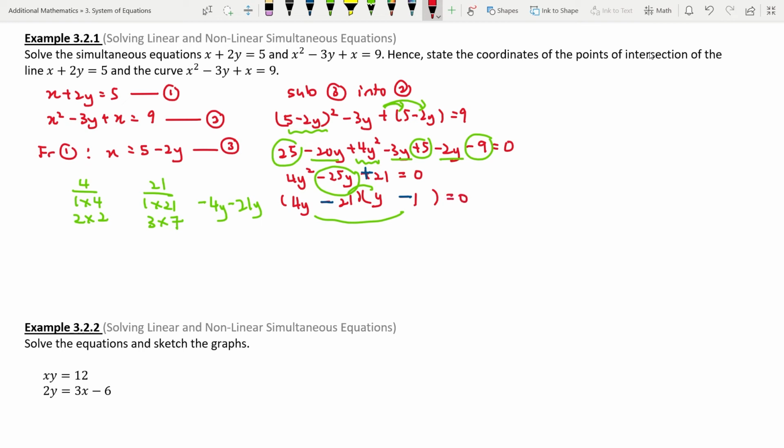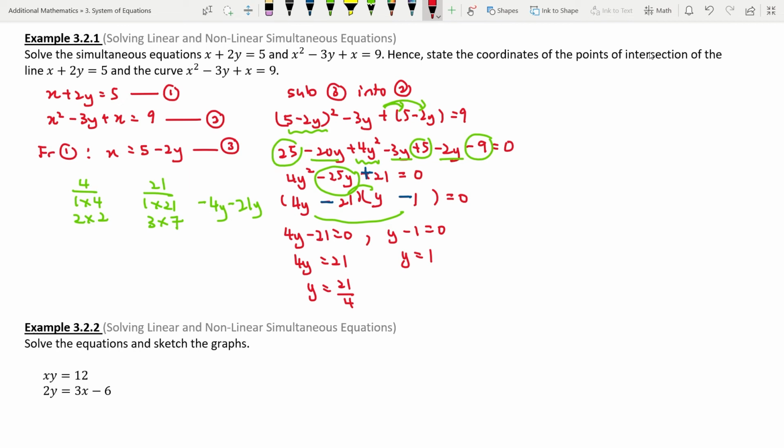In order for the equation to become 0, it's either 4y − 21 = 0 or y − 1 = 0. For the case 4y − 21 = 0, 4y = 21, y = 21/4. And for the case y − 1 = 0, y = 1.